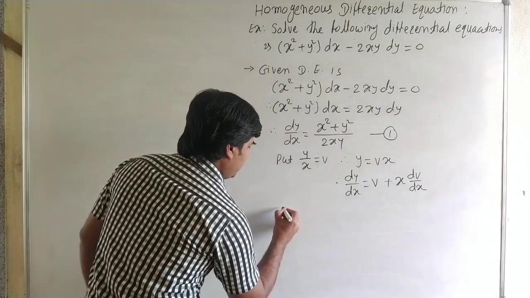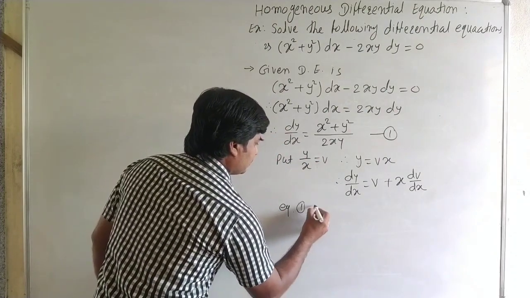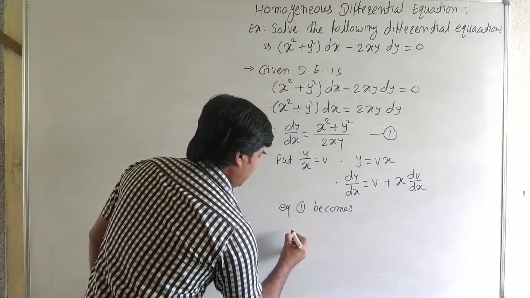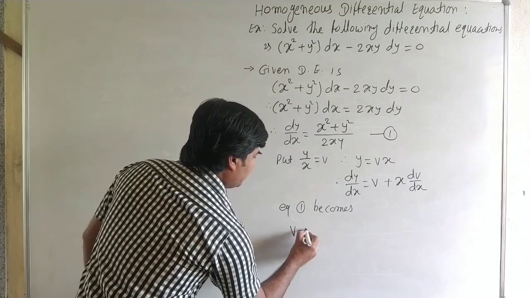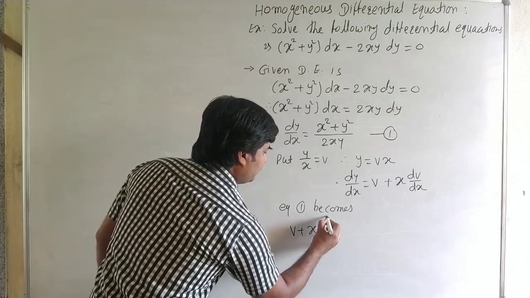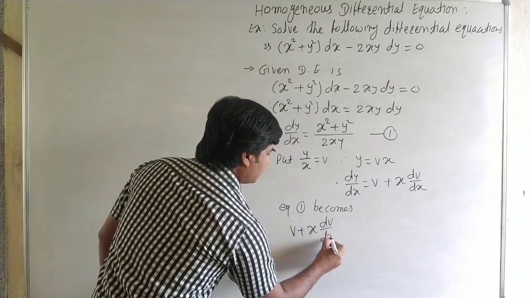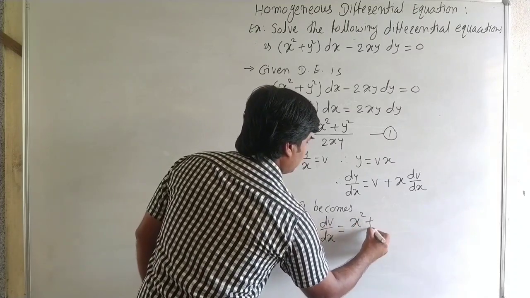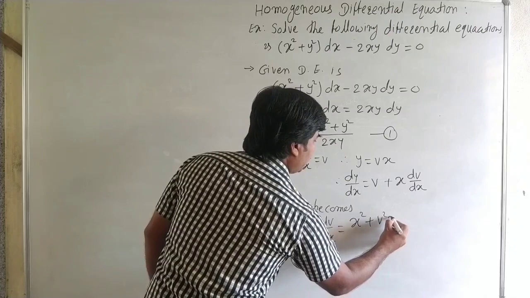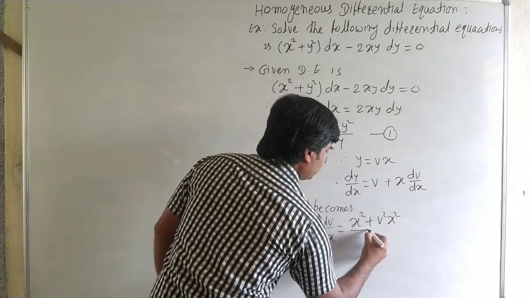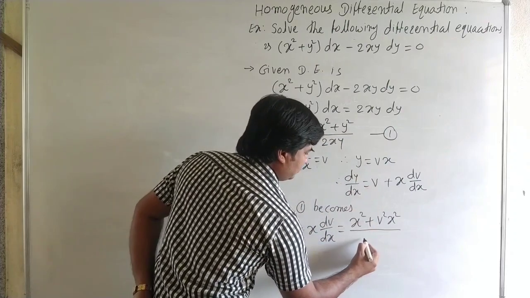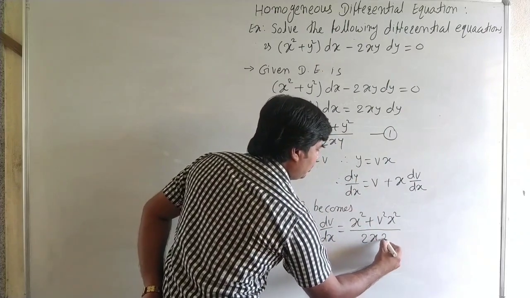Therefore, equation 1 becomes v plus x into dv by dx is equal to x square plus y square over 2xy, where y is vx. So x square plus v square x square, over 2x into xv.